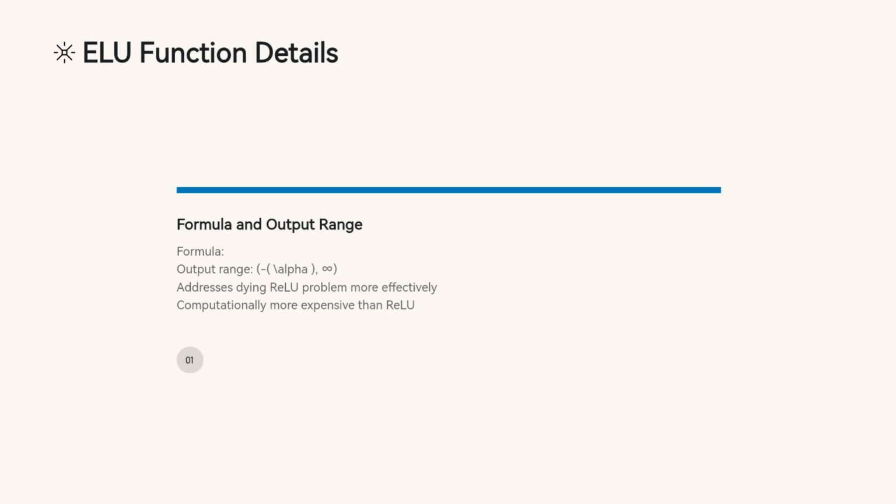The output range of ELU is between -alpha and infinity, where alpha is a constant. While ELU performs better than ReLU in terms of ensuring all neurons remain active, it is computationally more expensive due to the exponential function. Despite this, ELU has been shown to improve learning in deep networks, especially in tasks where neurons need to maintain some degree of activity even for negative inputs.